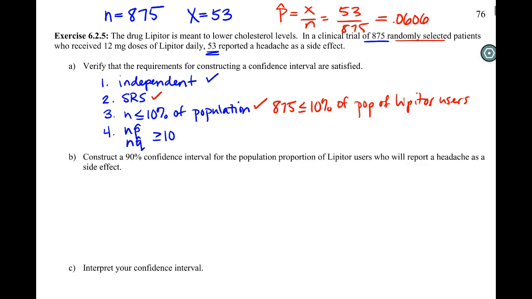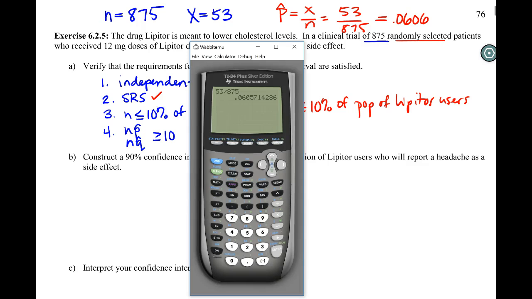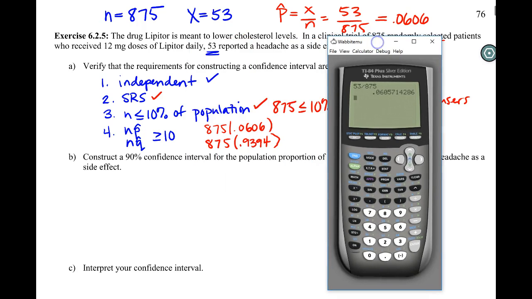So if we were to do this calculation, we go, okay, 875 times that p-hat we just found, 0.0606. We could also do n times our q-hat, which is just 1 minus that. You could type that in your calculator and figure out what it is. Or like me, you've had a ton of practice and you don't need to. So you go, okay, let me see if we have our rule of thumb.